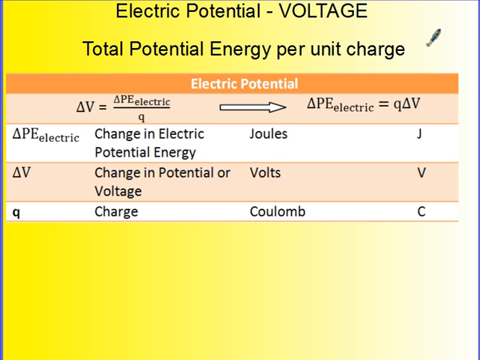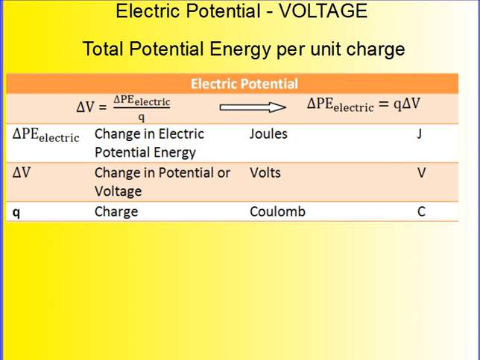Now, we talk a lot about voltage. Another term that we want to use is voltage, because the electric potential changes. So what if we looked at what the potential energy per unit charge was? Well, if I took the potential energy divided by charge, let me just call that the voltage. Another way to write this is change in electric potential energy is Q times the change in voltage. So delta PE is still the change in electric potential energy measured in joules. Delta V is the change in potential or the change in voltage.